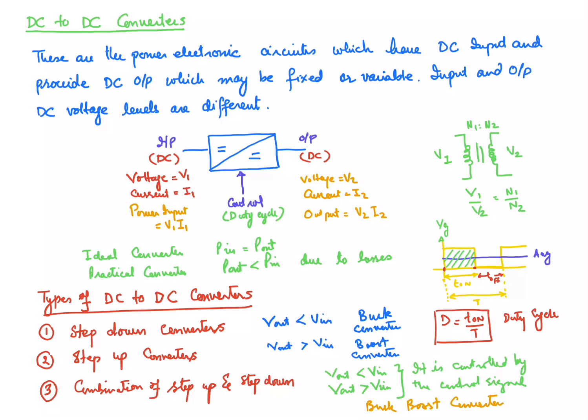Later on we will see it in detail. So there are three types of DC to DC converters. The first type is the step down converter. In the step down converter, your output voltage is less than the input voltage. That is the case. Output voltage is less than the input voltage. So such converters are said to be buck converters.